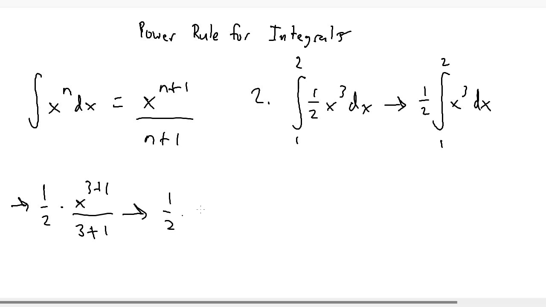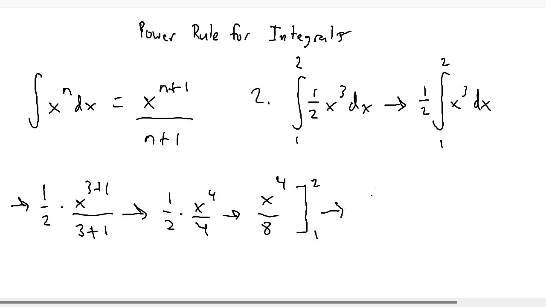So we get 1/2 times x to the 3 plus 1, which is x to the 4th, over 4. So then when I multiply it by 1/2, I get x to the 4th over 8. And since this is a definite integral, I need to evaluate using the bounds that are given. So we're going from 1 to 2.